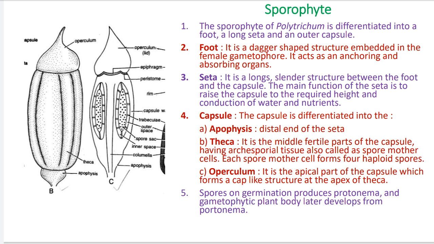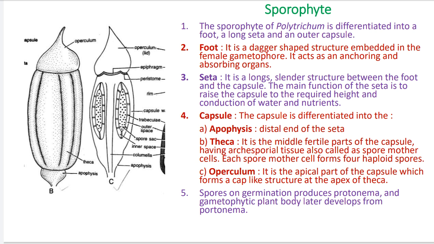It is the middle fertile part of the capsule having archesporial tissue, also called spore mother cells. Okay. Each spore mother cell forms 4 haploid spores. At the young condition, the spores are in tetrad condition. Tetrad means union of 4 spores, but at maturity they become free from the tetrad condition and behave as individual spores.